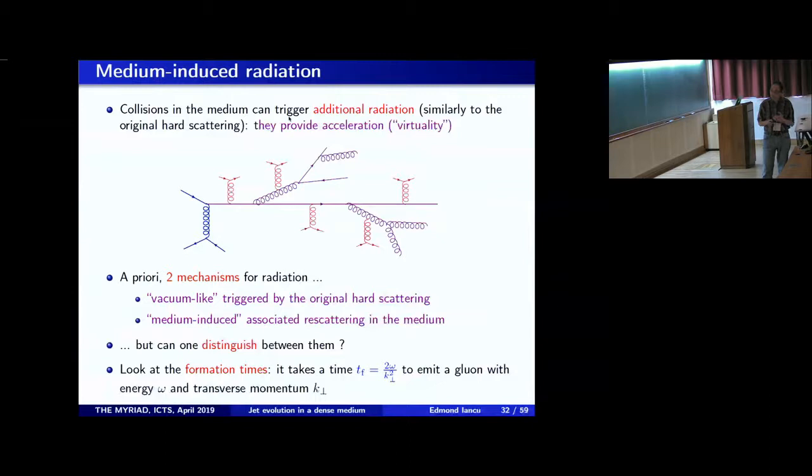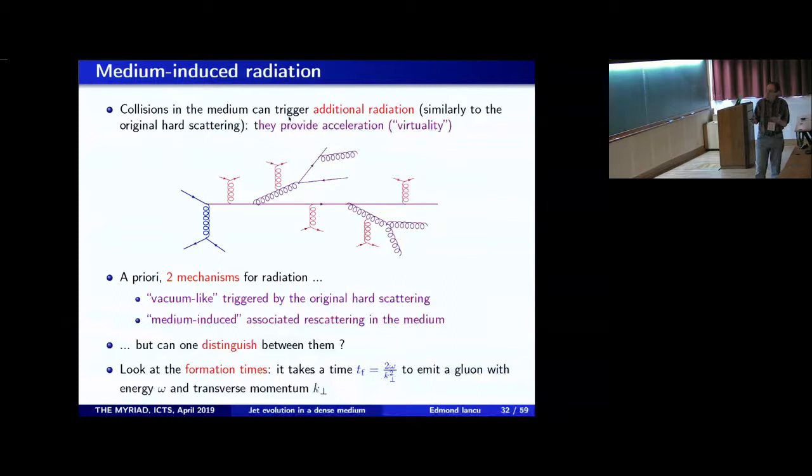Today I am going to discuss in great detail medium-induced radiation and the interplay between medium-induced and vacuum-like emissions as well. Hopefully I'll have the time. The collisions provide acceleration, and so they trigger additional radiation in the same way as the original hard scattering. Even if this parton was produced on shell, which never happens, the collision can give virtuality. Virtuality is acceleration, right? So there will be medium-induced radiation independent of the virtuality of the initial parton.